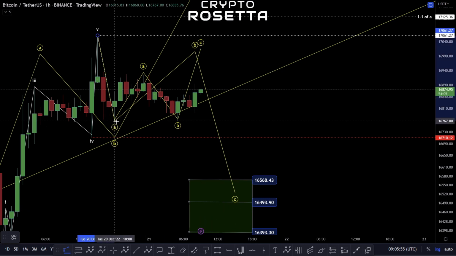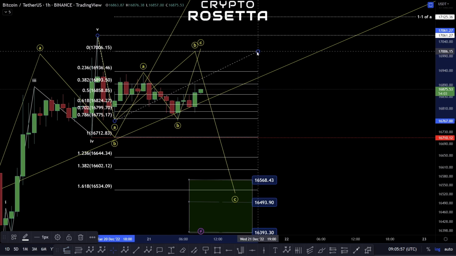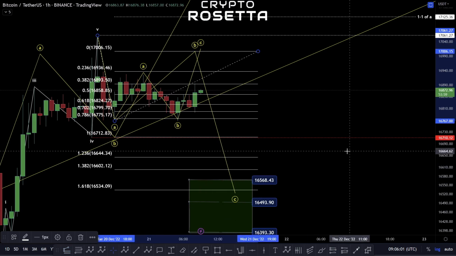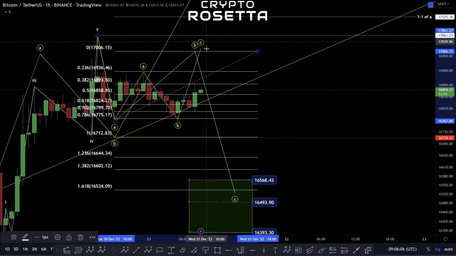And if I just throw a fib onto this mark here, up into that high, we can see that a 1-to-1 would bring us back down towards the 16,710 area. So that would be if we move to the upside.